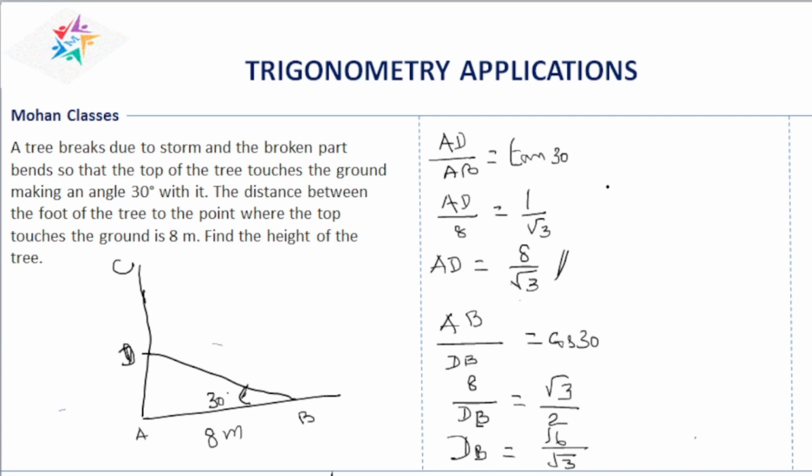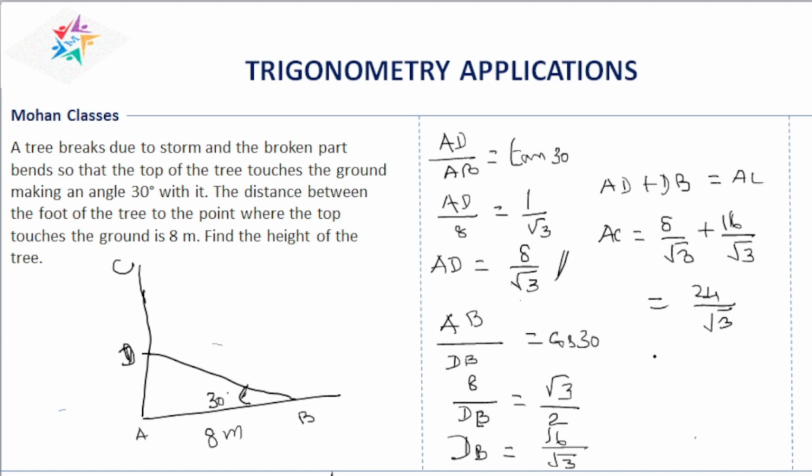The height of the tree we can find as AD plus DB is equal to AC, correct? Understand? Therefore, AC we can write as AD. What is AD? AD is 8 by root 3 plus 16 by root 3. So that is equal to 8 plus 16, 24, 24 by root 3.